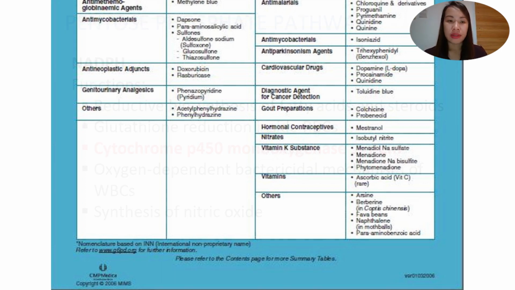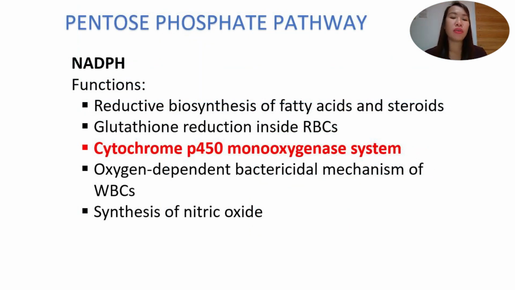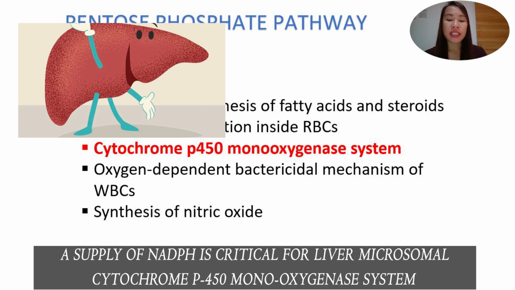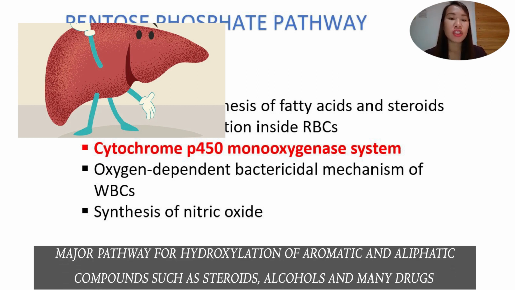So, next function is what we call the cytochrome P450 monooxygenase system. In the cytochrome P450, we know this is in the liver, right? A supply of NADPH is critical for the liver microsomal cytochrome P450 monooxygenase system. This is a major pathway, class, for the hydroxylation of aromatic and aliphatic compounds such as steroids, alcohols, and many drugs. The metabolism of these drugs goes through this major pathway, and NADPH is required.